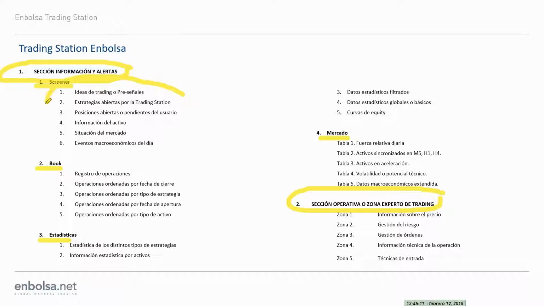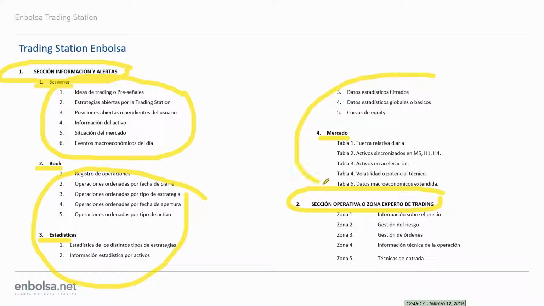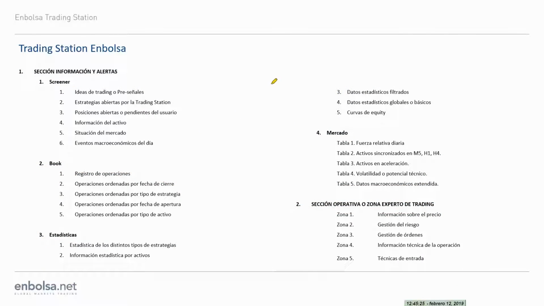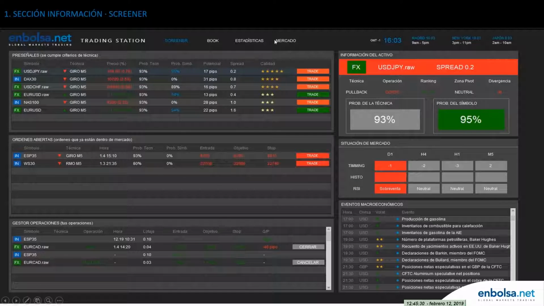In our tutorial videos, we have differentiated the screener area on the one hand and, on the other, the areas of books, statistics and markets, as well as the trading or trading expert zone in several different tutorials. As we said previously, we are going to focus on the screener part for our first training video.